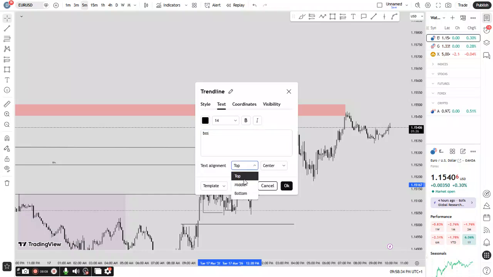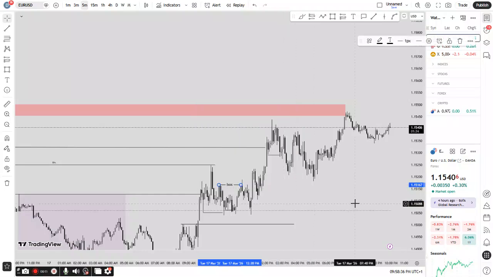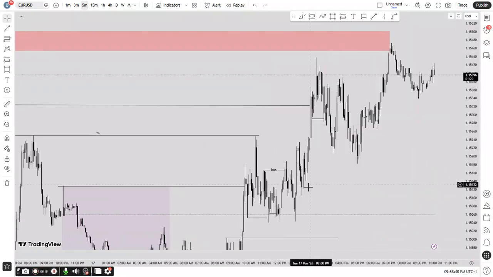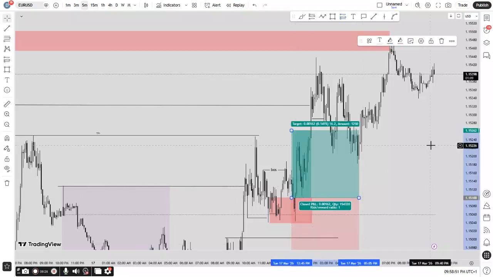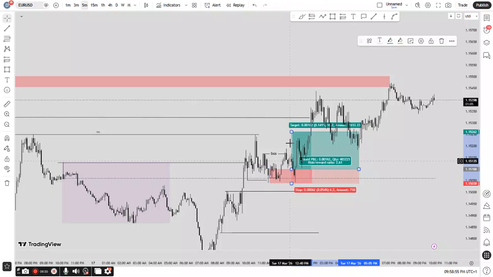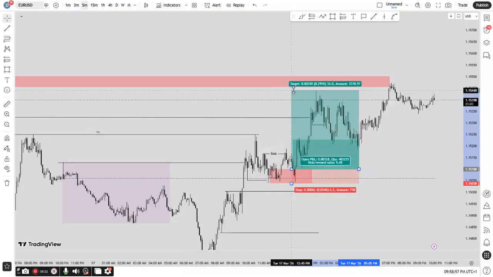BOS, put it in the middle. Okay. So I have the BOS, and then my next point of mitigation would be where I can choose this OB zone right here. And then what do I have to do? Normal thing. So this is the second way that I do my entry. Right now, this is the second way.